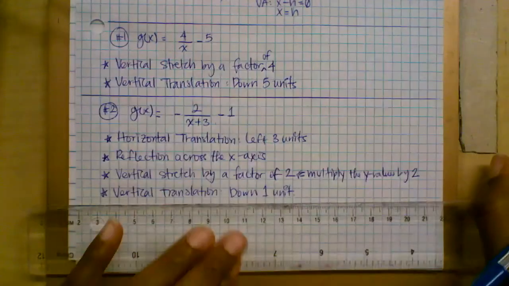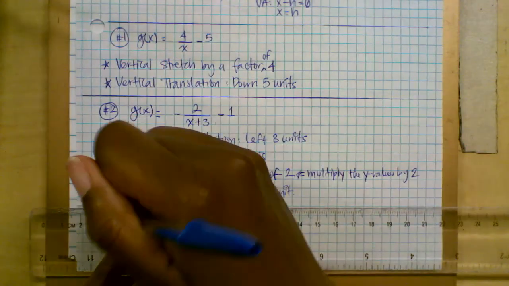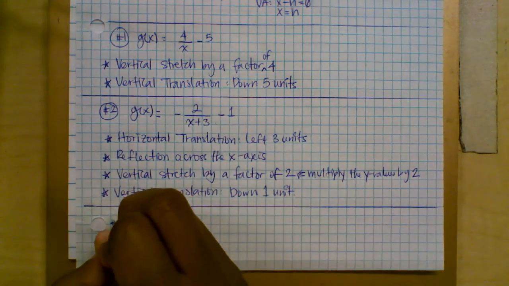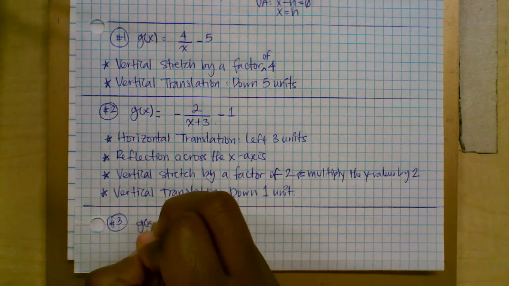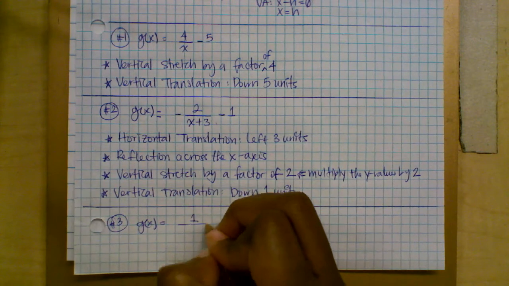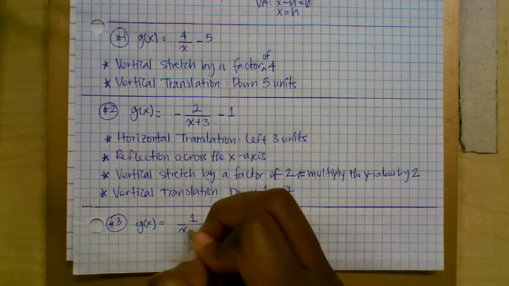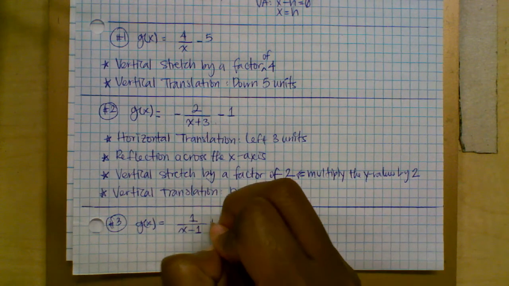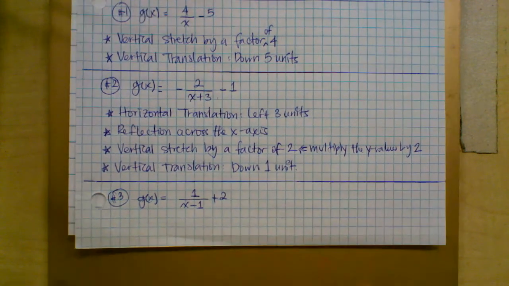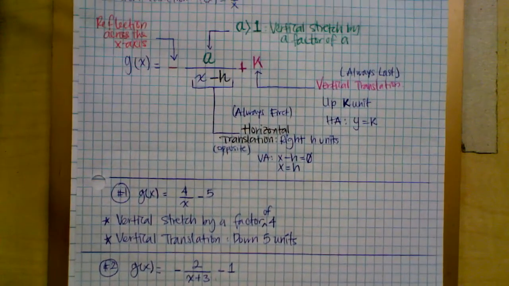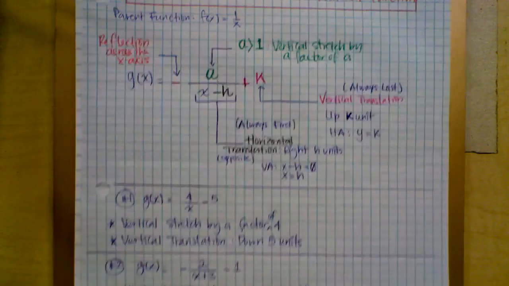So the last one, number 3. I have g of x equal to 1 over x minus 1, plus 2. Okay, so please pause the video and use your notes from above to describe the transformation for number 3.